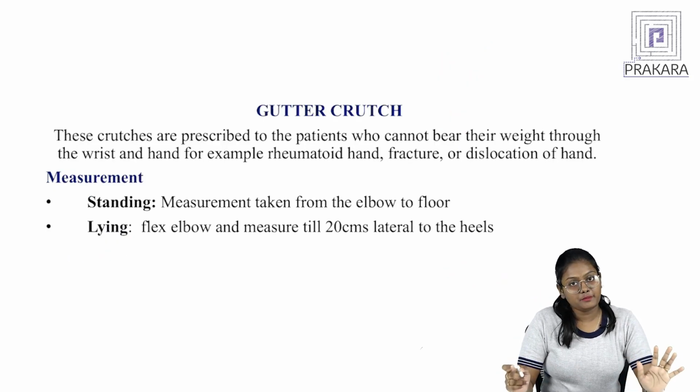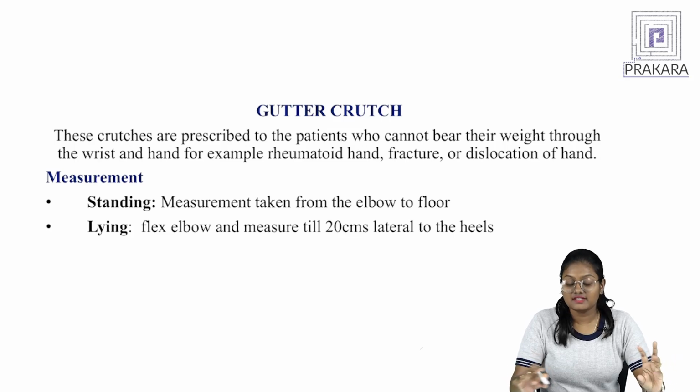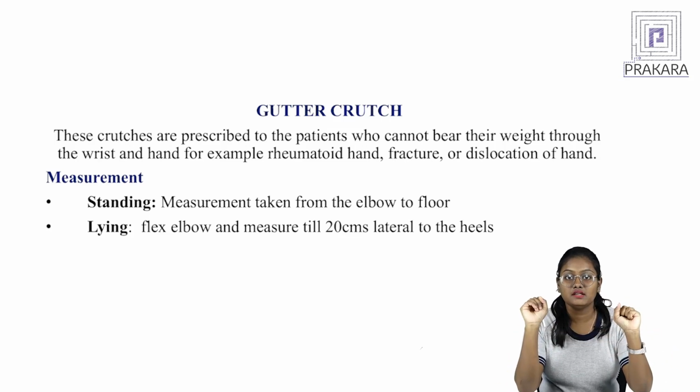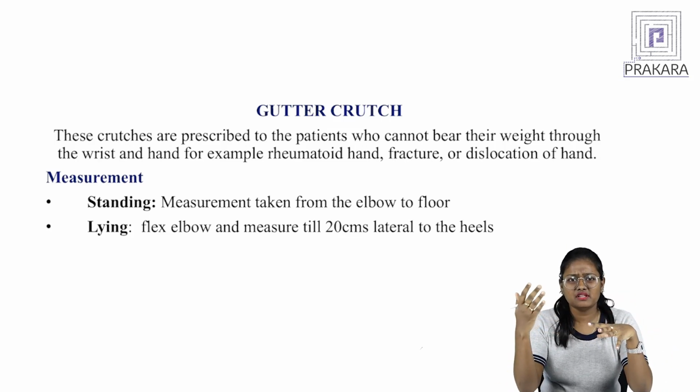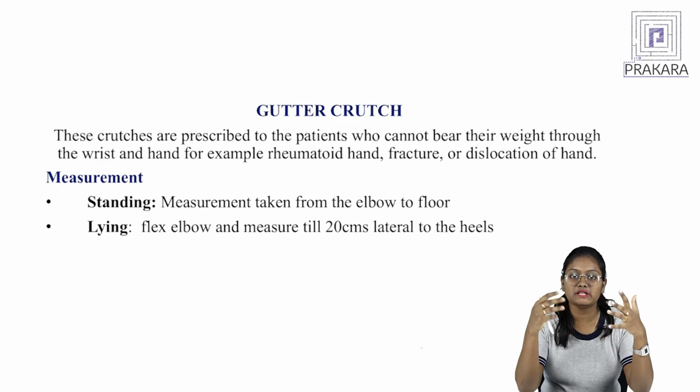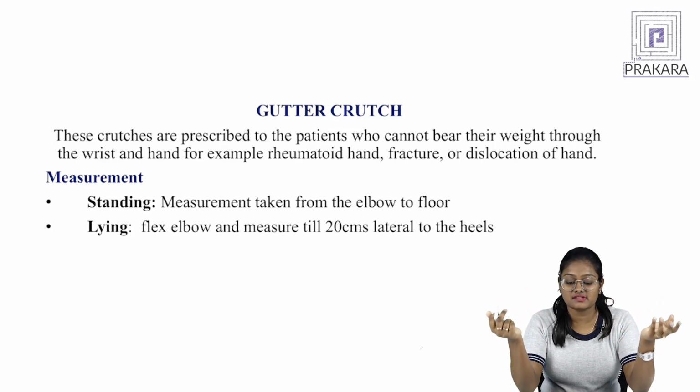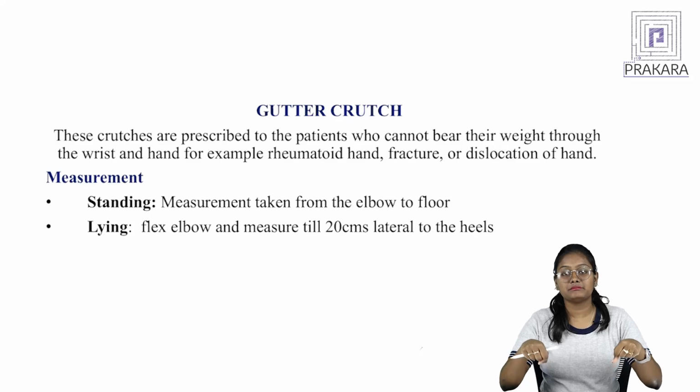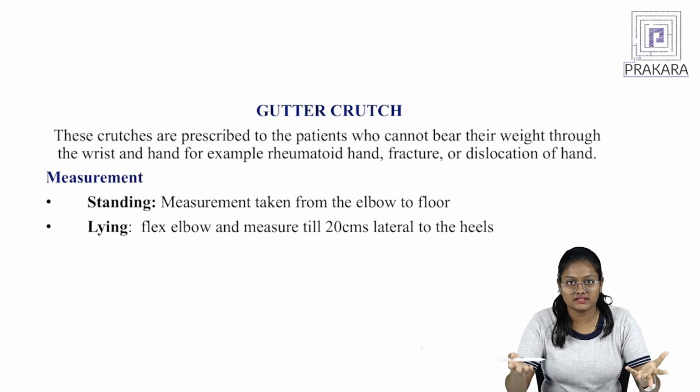Right. So the last type of crutch is the gutter crutch. Gutter crutch is like a beautiful invention. In the gutter crutch, we usually prescribe this crutch to people who have problems holding or bearing weight on the hands. Like in cases of rheumatoid arthritis or patients with hand or wrist fractures and dislocations, they cannot bear the complete weight on the hands or wrists. So in such cases, we go for the gutter crutch.